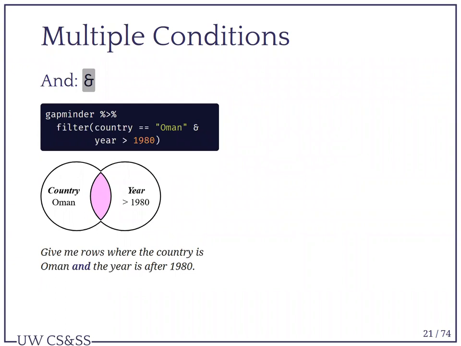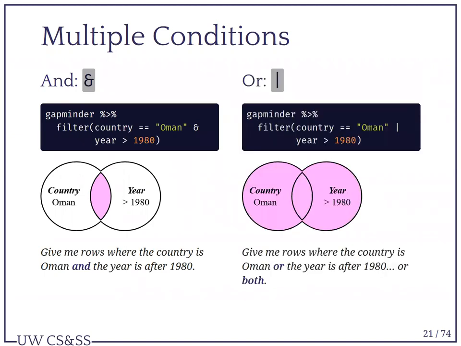So the ampersand is like a Venn diagram and only wants to give you the middle portion. Whereas the bar, the or, we could say, take the Gapminder data and then filter country equals Oman or the year is greater than 1980. We'll give you the things that fit in any of these two bubbles.